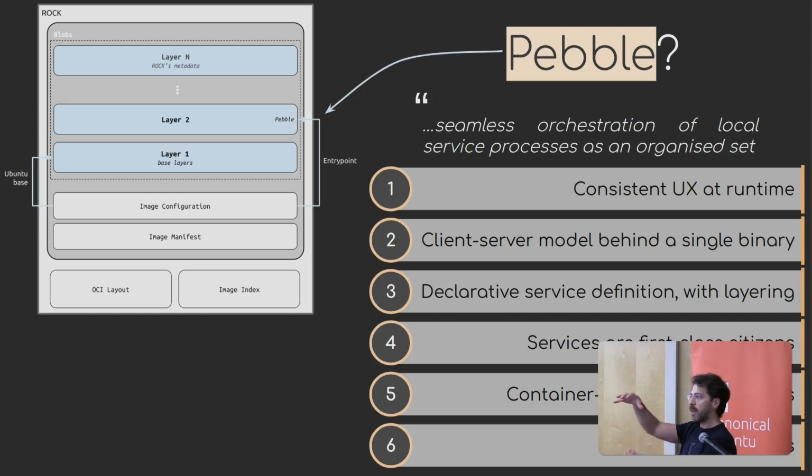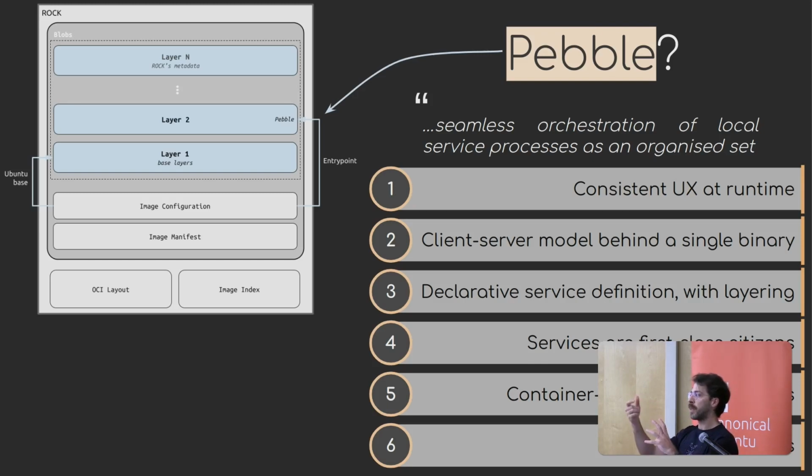But you can declare, and I can declare because it's all YAML, multiple service processes and let Pebble run them for you. And you can manage them as units. So what this gives you is this kind of orchestration of service processes as an organized set.